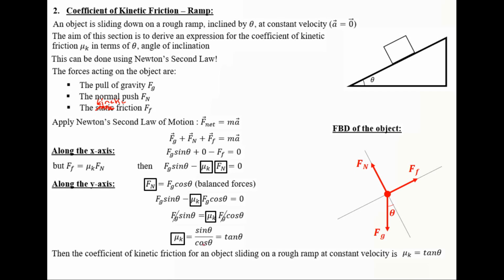is given by the ratio of sine over cosine, and tangent theta, which means then the coefficient of kinetic friction for an object sliding on a rough ramp at a constant velocity is given by μk, which is tangent theta.